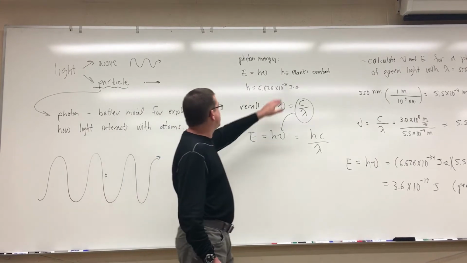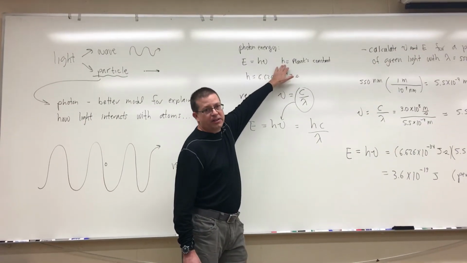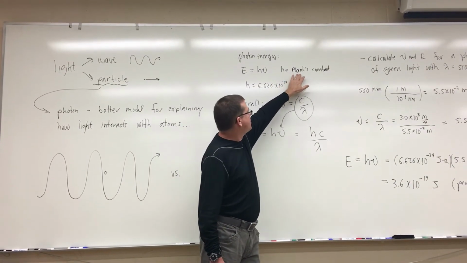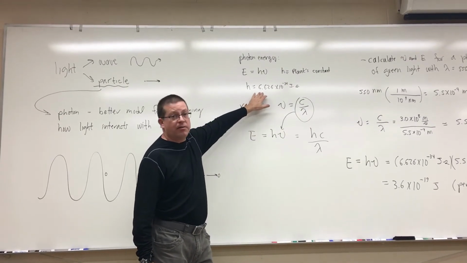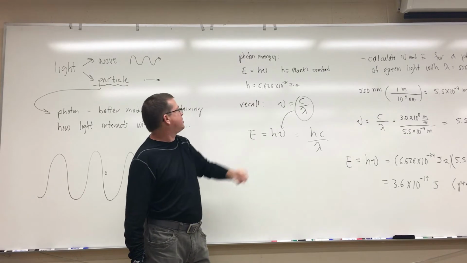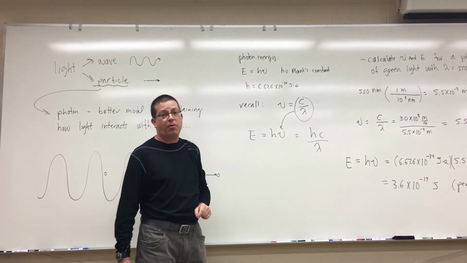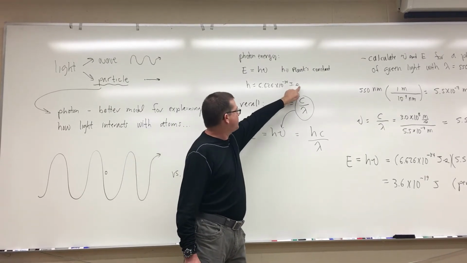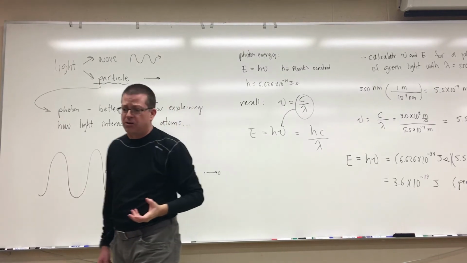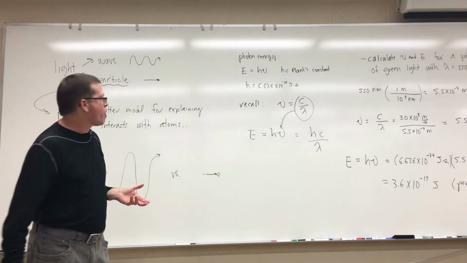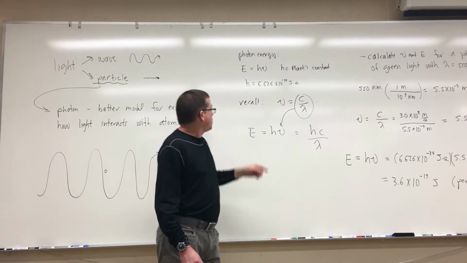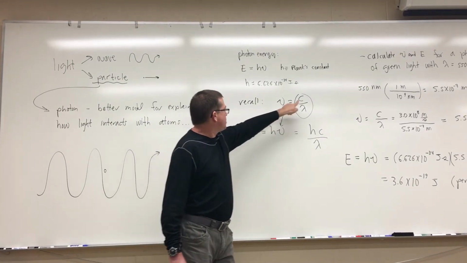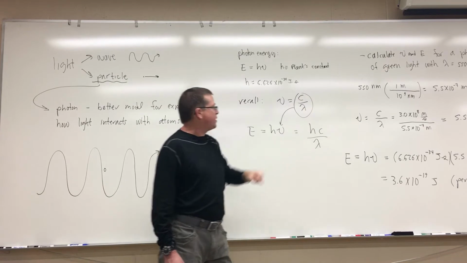Now the h, which is the proportionality constant that we use here, is called Planck's constant, all right? And Planck's constant is actually given a value of 6.626 times 10 to the minus 34th joules times seconds. Okay, so it's an energy unit times a time unit. Now, there's something else that we could do here as well. Remember that nu is equal to the speed of light divided by the wavelength.